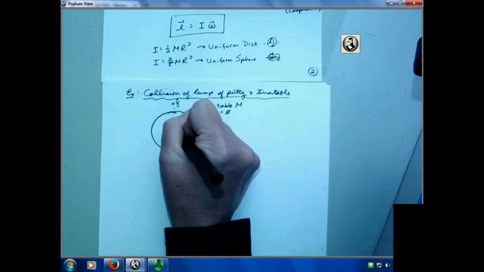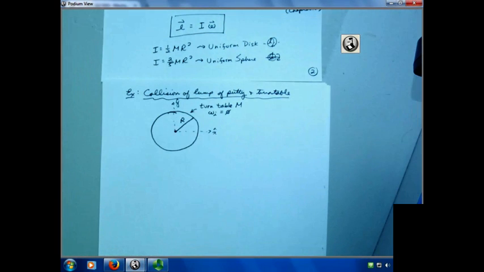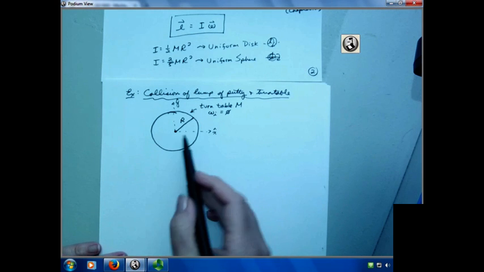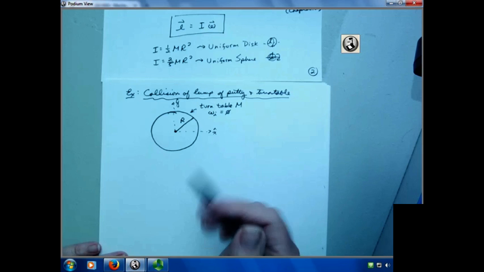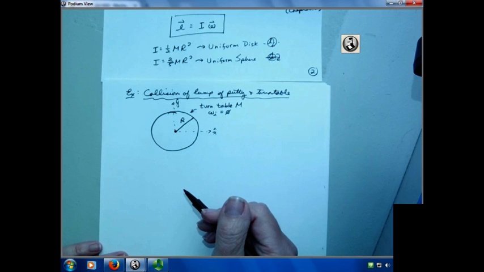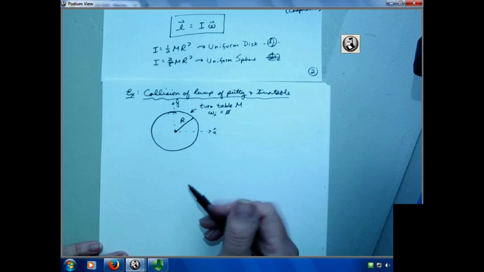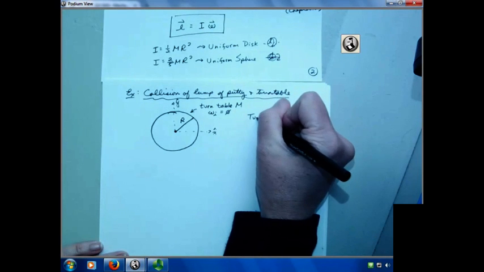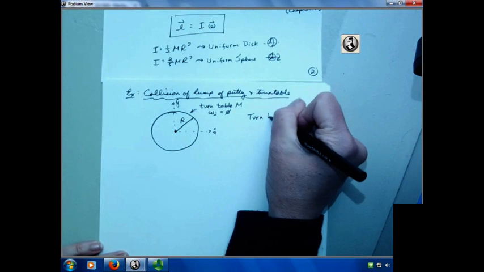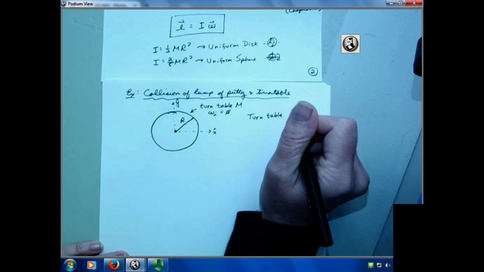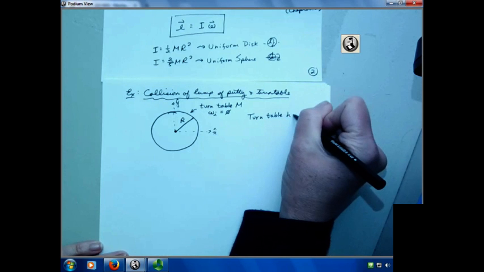In theory, it's some sort of a turntable, maybe one of those used for clay modeling, something like that. But it's free to rotate about its axis without friction. So I should write that as well: the turntable has a frictionless axle.